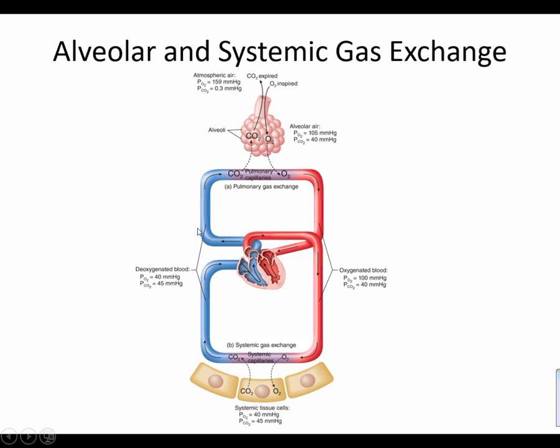That deoxygenated blood that's eventually going to make its way into our lungs is going to have a PCO2 of 45. The PCO2 of our alveolar air is 40. So 45 is greater than 40, which pushes it into our alveoli. PCO2 in our atmosphere is only 0.3. 40 is definitely greater than 0.3, so that pushes CO2 out.